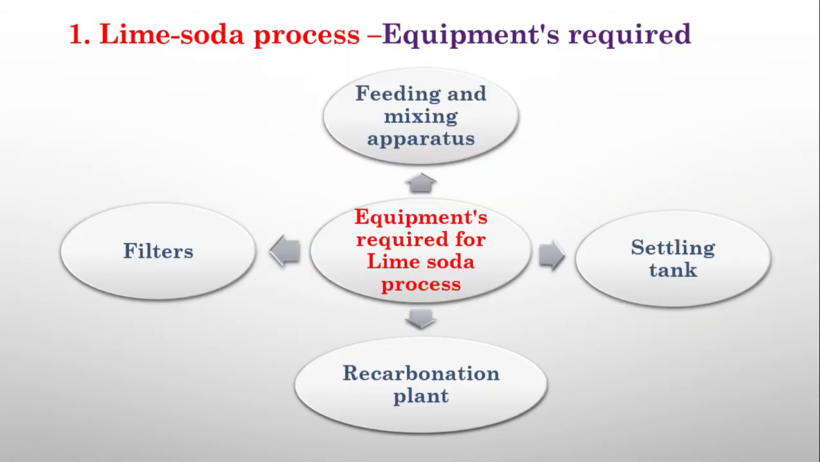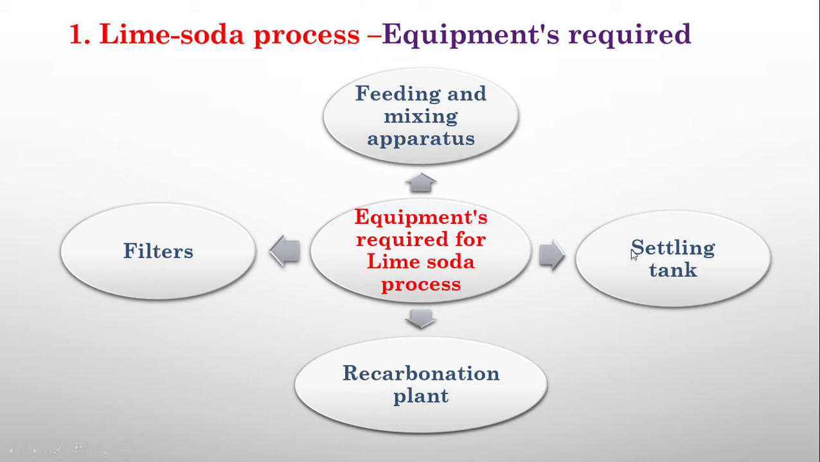Now there are many equipments required for this process. First one is feeding and mixing apparatus, which is used for mixing this soda ash and lime. We have two products, lime and soda ash. Both have to be mixed before adding to water. So there is a feeding and mixing apparatus.